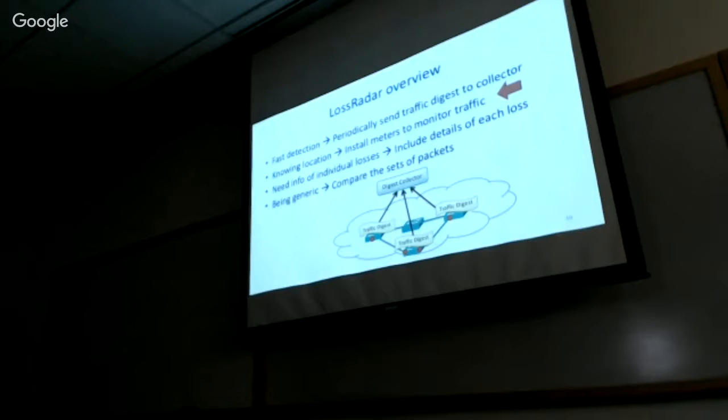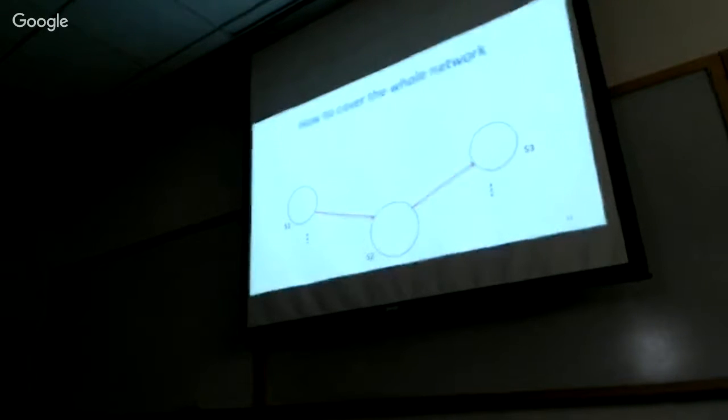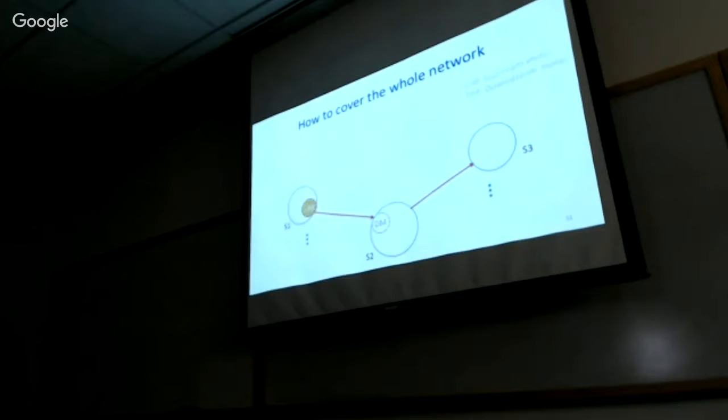The first challenge is how to choose the locations to install the meters so that we can cover the whole network. Let's use an example. Suppose we want to cover all the traffic from S1 to S2. We can install an upstream meter at S1 and a downstream meter at S2 so that they cover all the traffic from S1 to S2. Similarly, we can cover traffic from S2 to S3.